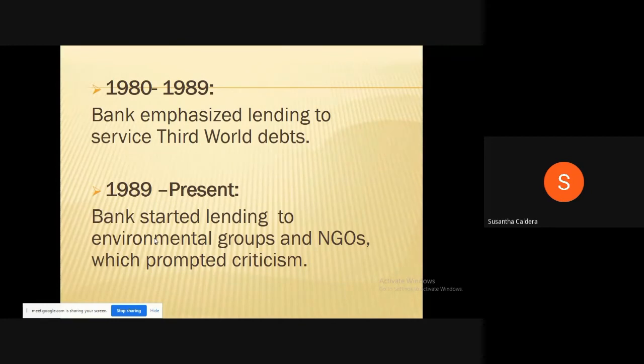From 1989 to the present, the bank started lending to environmental groups and NGOs, which prompted criticism. From 1989 up to now, they are lending to environmental groups and NGOs, which prompted criticism. This is one of the main criticisms against the World Bank. This lending to NGOs, giving loans to NGOs without discriminating anybody.